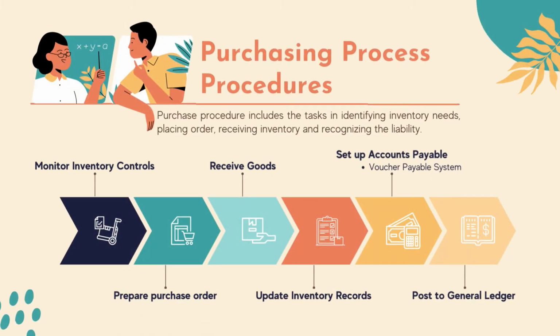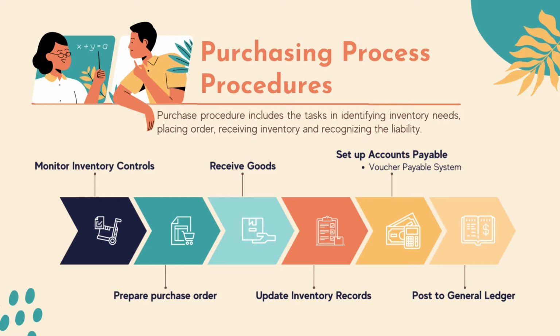Let us get started with the purchasing process procedures. The purchasing process procedure applies to both manufacturing and retailing firms. However, the difference lies in how purchases are authorized. The purchase procedure includes the tasks of identifying inventory needs, placing the order, receiving the inventory, and recognizing the liability.